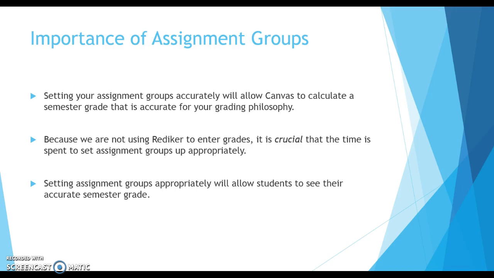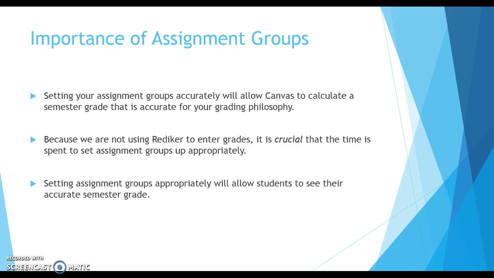Because we're not using Rediker for the third quarter and fourth quarter to enter grades by hand, I find it really crucial to make sure that assignment groups are set up appropriately. The nice thing is, if the assignment groups are set up appropriately, then the students on their grades page will be able to see an actual semester grade. I know there was some frustration in the first semester that students didn't know what their semester grade was, they weren't seeing the right thing. So if we take the time to do this correctly now, then the students will have the benefit of knowing truly where they stand.